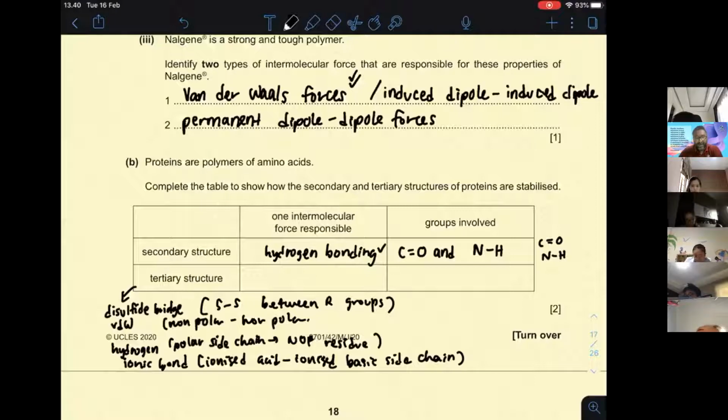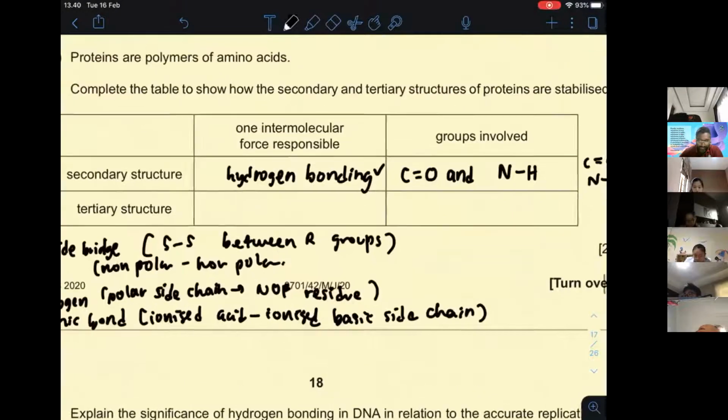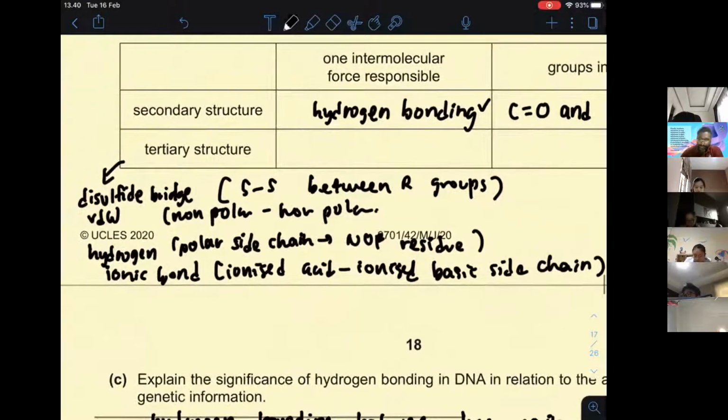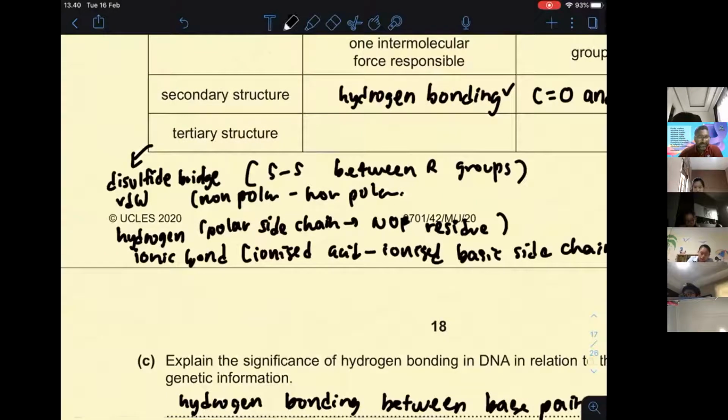And for tertiary structure, we have many. To be exact, 4. I wrote everything here. For tertiary structure, we have disulfide bridge, sulfur and sulfur between the R groups. Van der Waals forces between the non-polar and non-polar R groups. Hydrogen bonding if you have polar side chain and the NOF residue. Ionic bond, if we have ionized acid with ionized basic side chain.